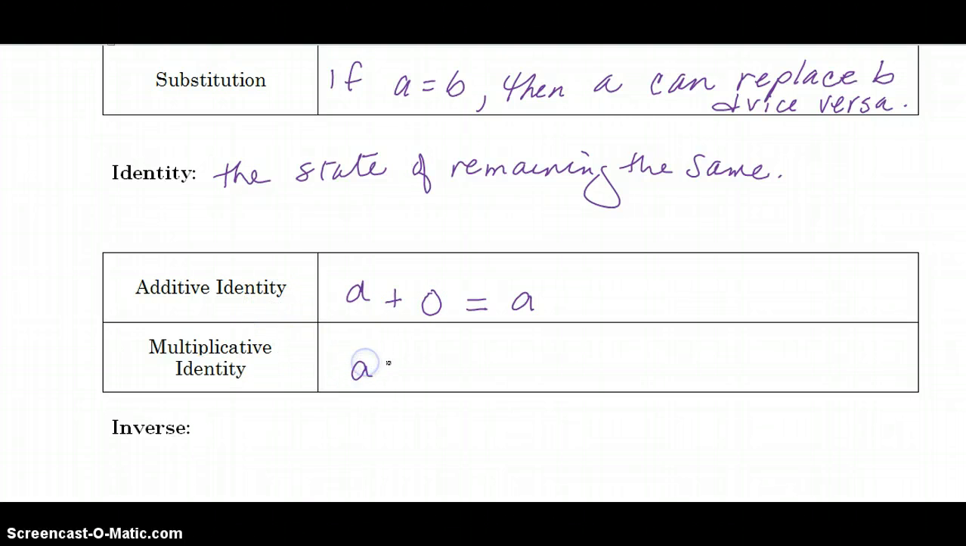What could we multiply times A and still have A, so A remains the same and has its identity? The only thing you can multiply times A and still have A is 1. So know that both of these statements can go either way. 1 times A is A, or A times 1 is A.